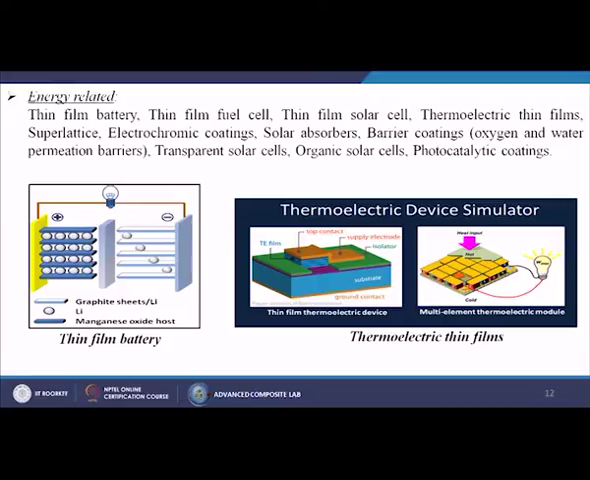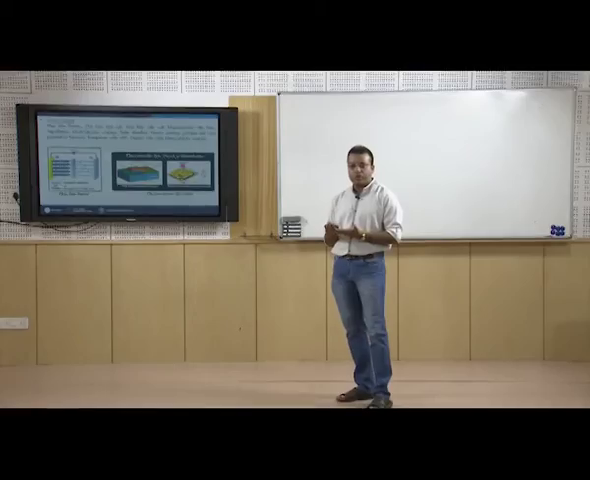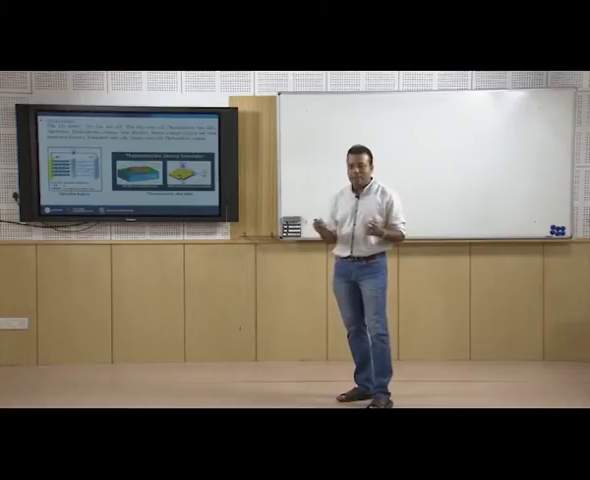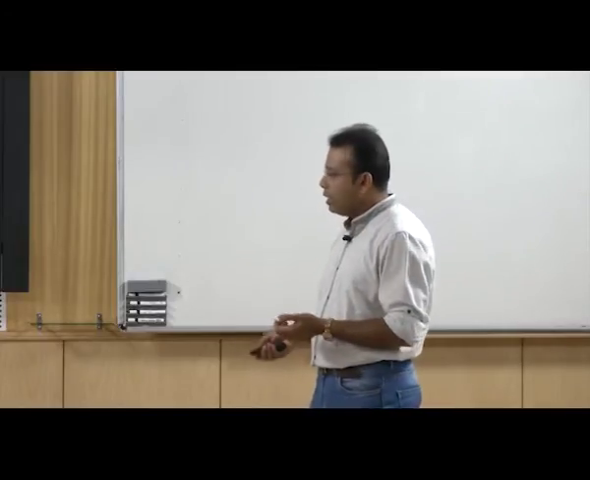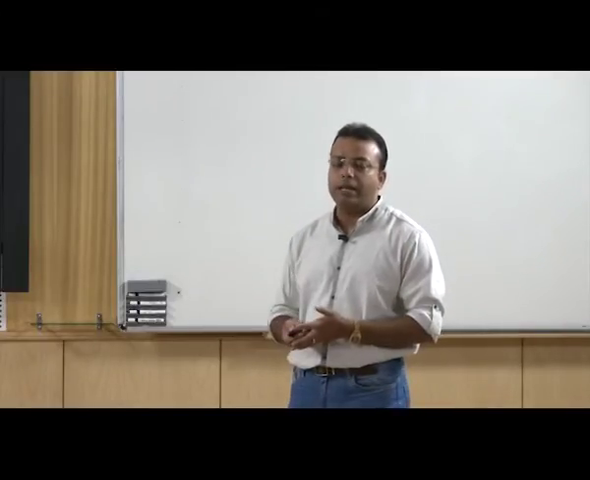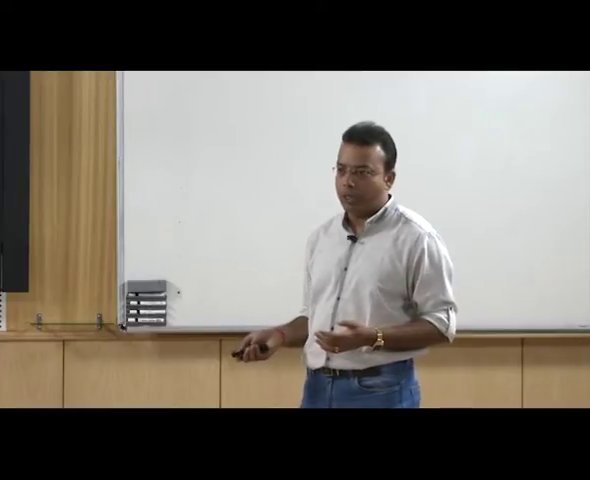So, from this particular figure we can understand that we are using, for the thin film battery, some graphite sheets with lithium, then manganese oxide host materials, or maybe a layer by layer technique. We are using some kind of thermoelectric thin films, adapting them onto some substrate, so that it can generate certain kind of electricity, or by applying heat it can change into some other energy formations. So, there are several types of applications where we can use these thin film depositions.